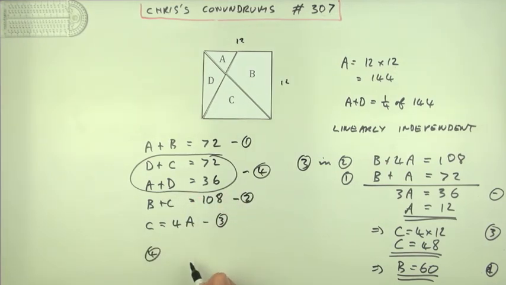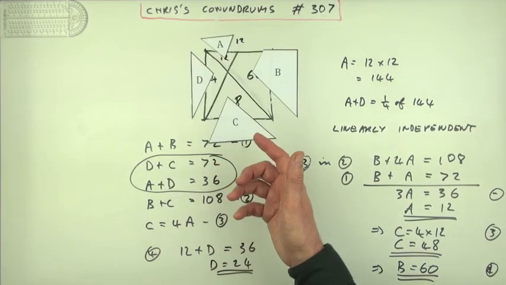I've got from number 4, A plus D is 36. So 12 plus D is 36. So D is going to be 24. So there's the answers.